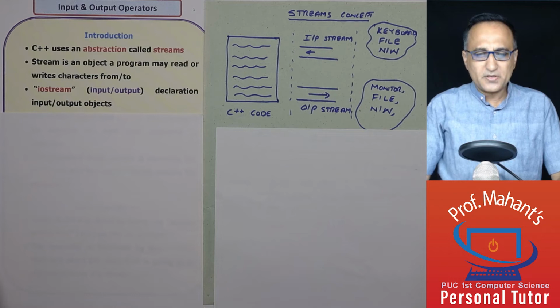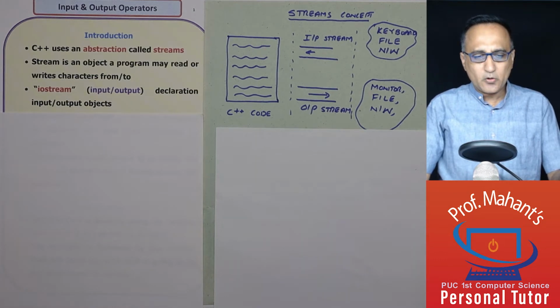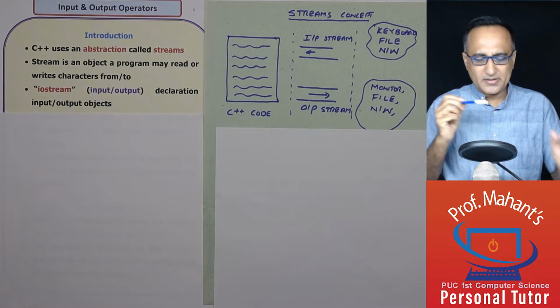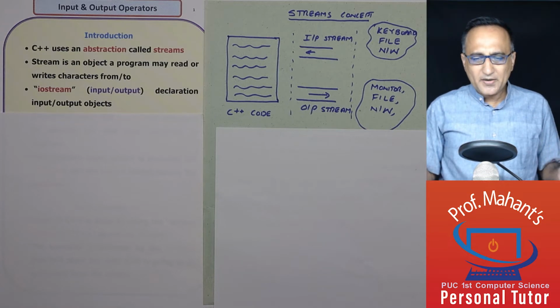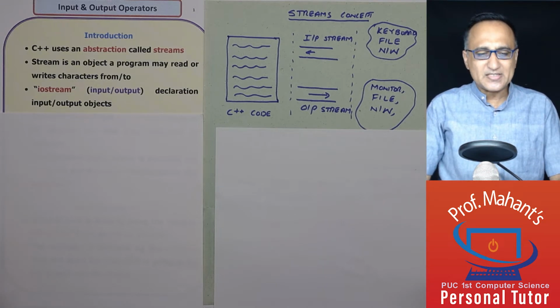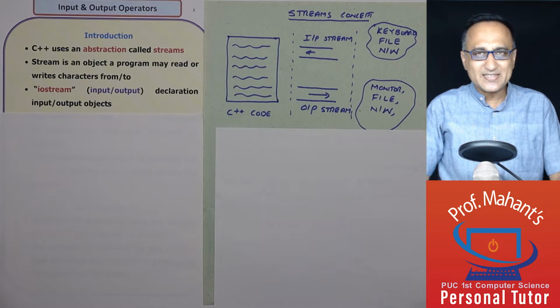This is a new chapter called Input and Output Operators. In this chapter, we shall take a look at how we read data from the keyboard and how we display output onto a monitor or any other output devices. Before we head to how we read data from the keyboard or display onto the monitor, it is essential to understand a concept called streams in C++.